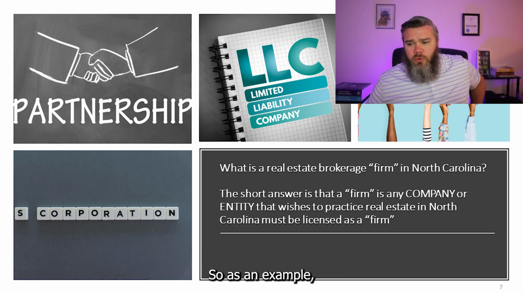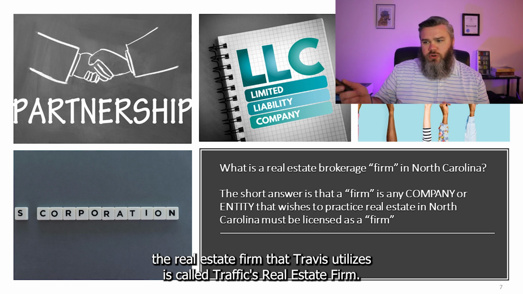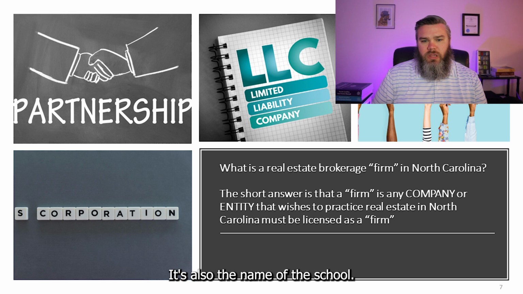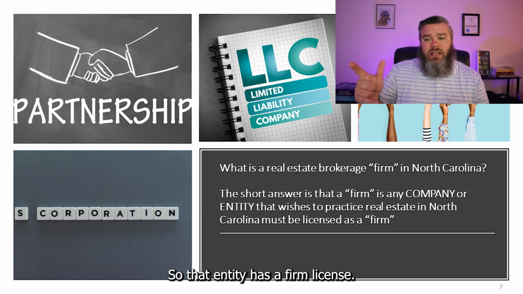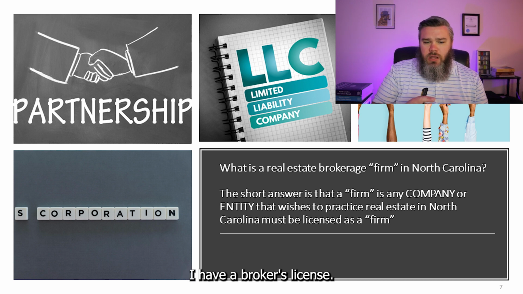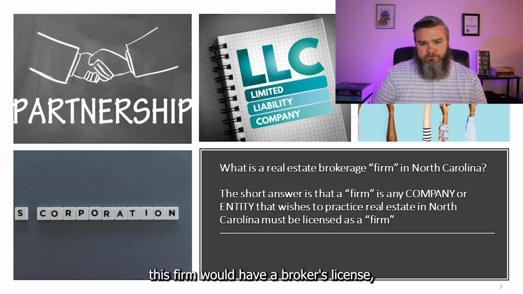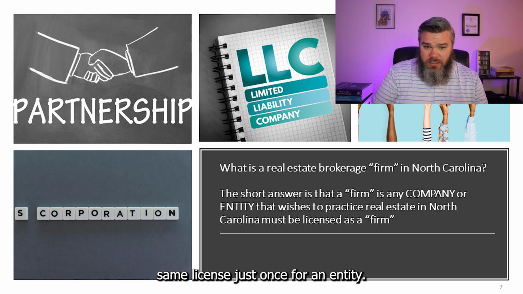So as an example, the real estate firm that Travis utilizes is called Trav Talks Real Estate Firm. It's also the name of his school. So that entity has a firm license. Travis has a broker's license. I have a broker's license. Any other agents that were affiliated with this firm would have a broker's license. Same license, just one's for an entity, one's for a people.